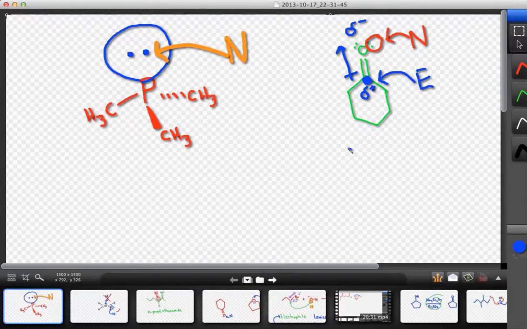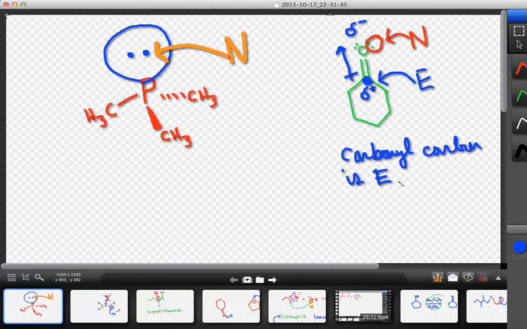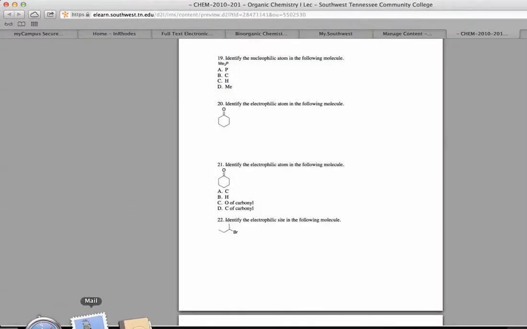So the carbonyl carbon is electrophilic. That's going to always be the case where you have a carbonyl functionality. Remember, a carbonyl is not a functional group so much as it is a family of functional groups. So this takes care of 20 and 21.